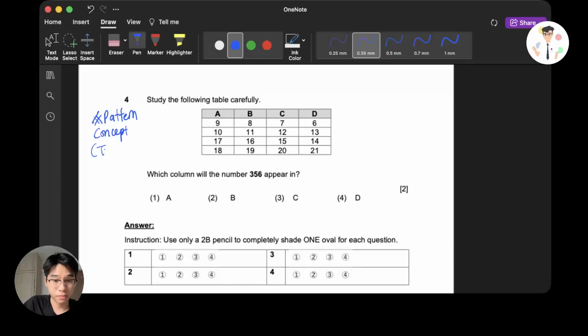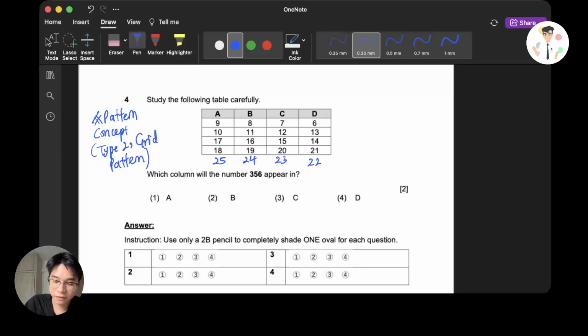Then this is type 2, what we call the grid pattern. Grid pattern basically means that you are seeing a table here, right? So you can see that we have 6, 7, 8, 9, 10, 11, 12, 13, 14, 15, 16, 17, 18, 19, 20, 21. If I have to continue, it will be 22, 23, 24, 25, and so on, right? Of course, you can continue listing it down, but I don't need to because I actually found something.